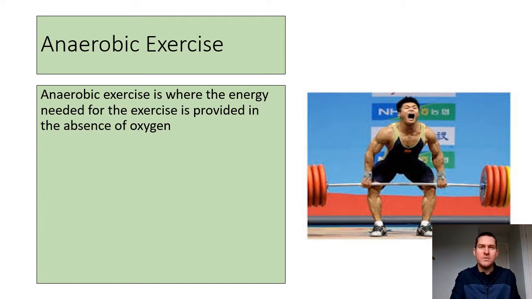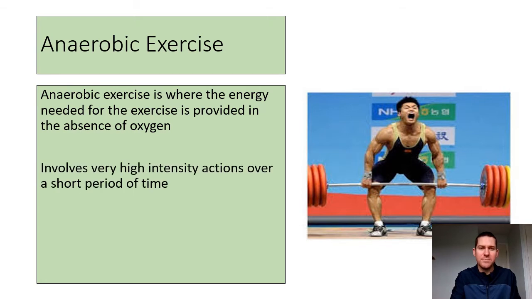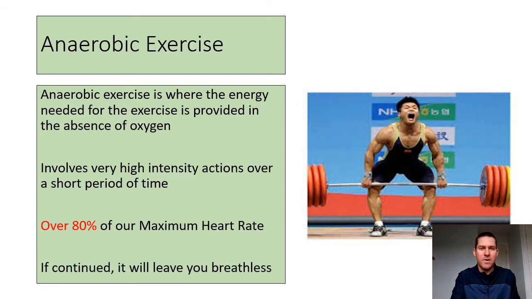So there's an absence of oxygen as we produce that energy for our muscles to be able to contract. This type of exercise will often involve very high intensity, and also over a short period of time. In essence, when we're talking about anaerobic exercise or anaerobic respiration, if we're thinking of training thresholds, we're looking at over 80% of our maximum heart rate. That threshold is normally somewhere in the region of 80 to 90% of maximum heart rate.